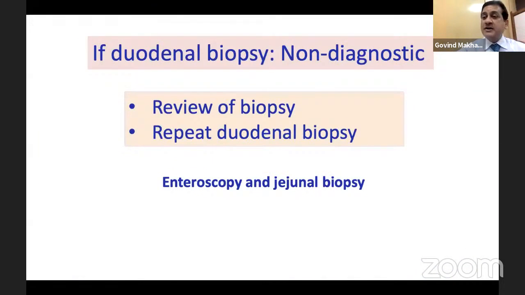If the biopsy is non-diagnostic, and you're thinking of celiac disease or tropical sprue, and the biopsy is inconclusive, get the biopsy reviewed by the pathologist. Make a call to the pathologist, and tell him or her, these are my clinical situations. Please review the biopsy again. They will take step cuts and give you a better report. If the review does not yield anything, repeat the biopsy, and you might like to repeat an enteroscopy and take deeper biopsies.